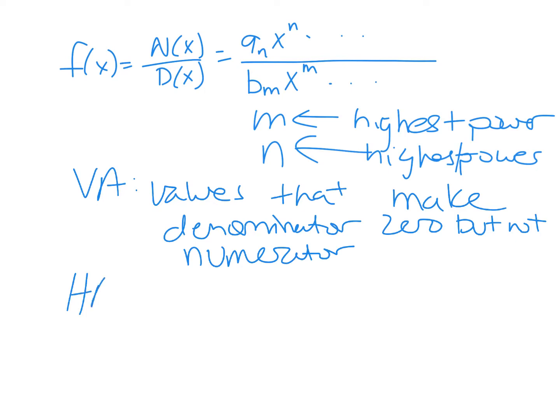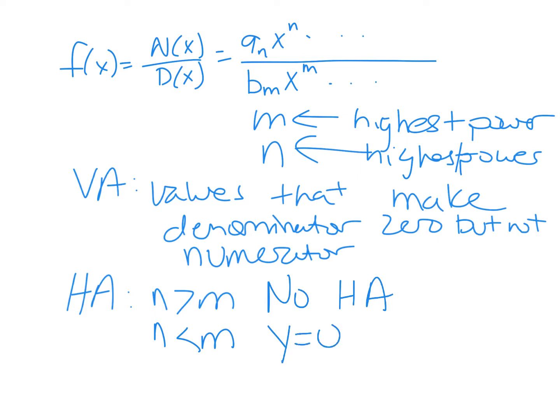Now for HA, there are 3 different scenarios. They deal with the powers, okay? If n is bigger than m, meaning the highest power is in the numerator and it's bigger than the denominator, there is no HA. If the power is higher in the denominator, meaning m is bigger than n, the HA is y equal to 0 automatically. Y equal to 0, write it down, you got it.